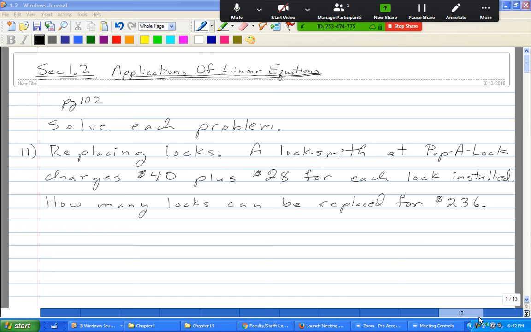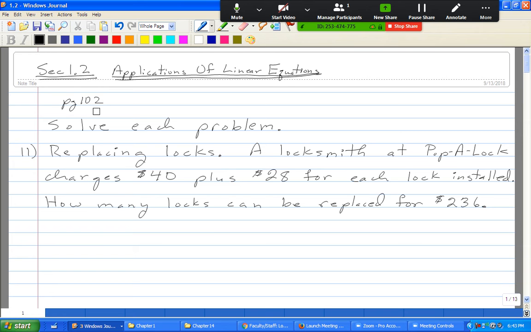Section 1.2, applications of linear equations. In this section, we're going to be going over word problems involving linear equations. We're going to read some word problem. From there, we're going to try to use the data to set up an equation and solve it. Be sure that after you have done the problem, you answer the question that was posed and you check that the answer that you've given is reasonable.